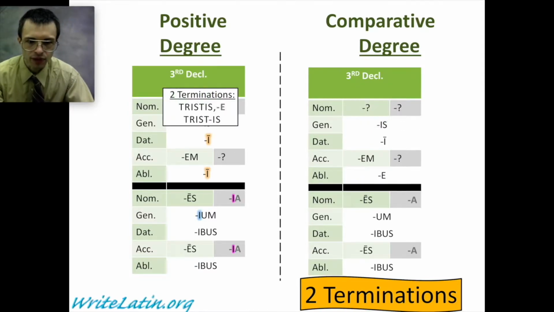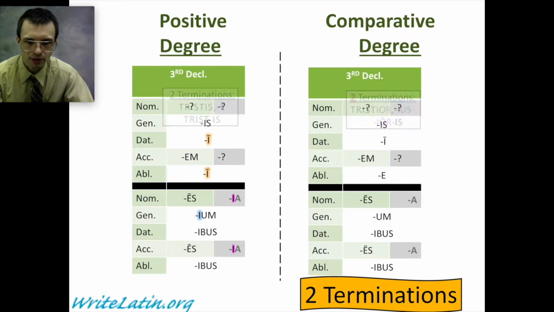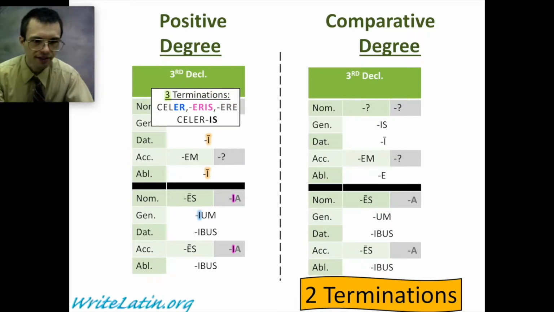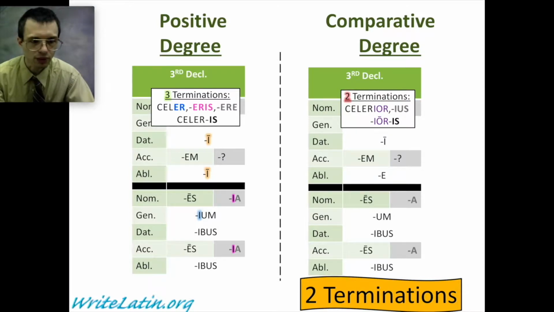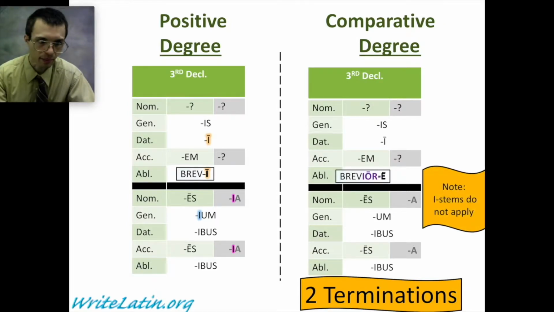Great. Tristis, triste, same thing. Just insert IOR or IUS. Celer, celeris, celere: celerior, celerius. Okay? So it's real simple, really. Now, do watch out for the ablative and genitive plural because obviously, as I said, there are no I stems. I stems do not apply.